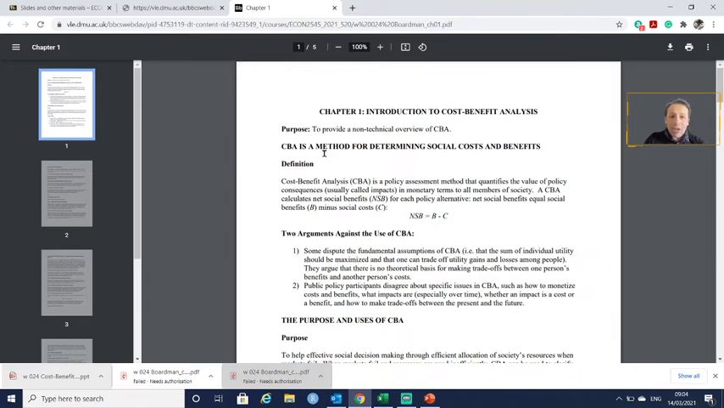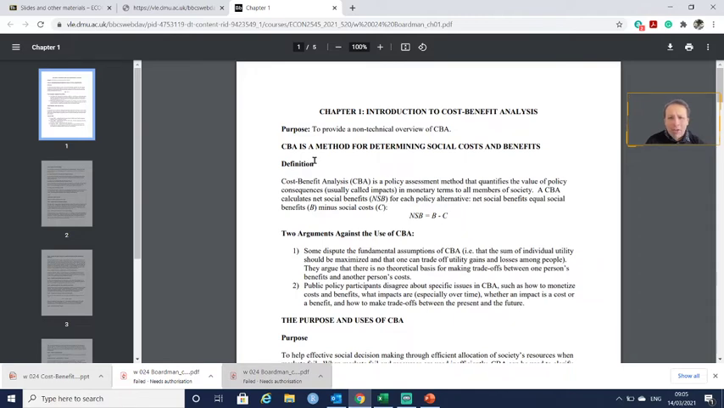During the previous session, we covered issues such as the net present value, and particularly we focused as well on this equation that we have in here. So net social benefits equal benefits minus costs. I think it's a very simple equation. Benefits minus costs is the net social benefit.